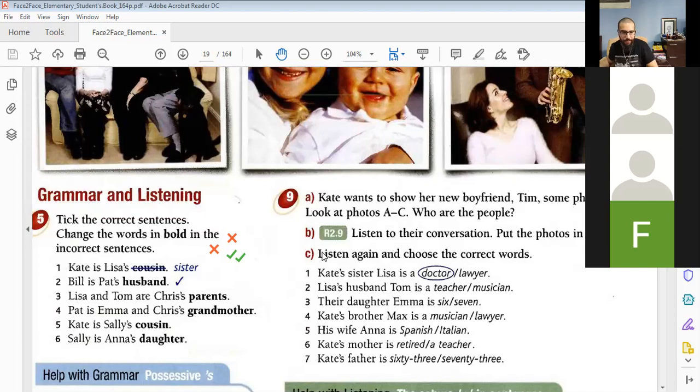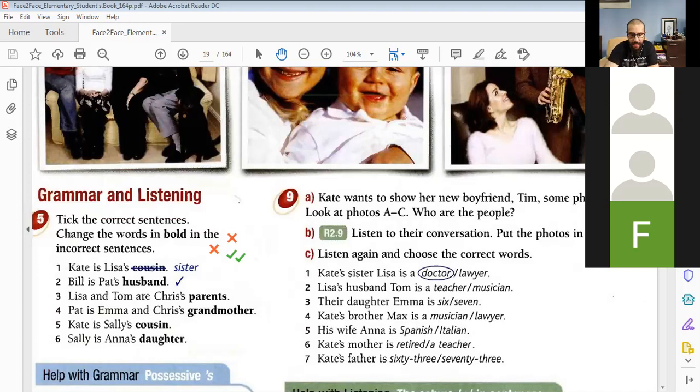Okay, let's see. The first one is wrong because Kate is Lisa's sister, not her cousin. Is Bill Pat's husband? That's correct. Number three, Lisa and Tom are Chris's parents. True. What about Pat and Emma? Is Pat Emma and Chris's grandmother? Correct.